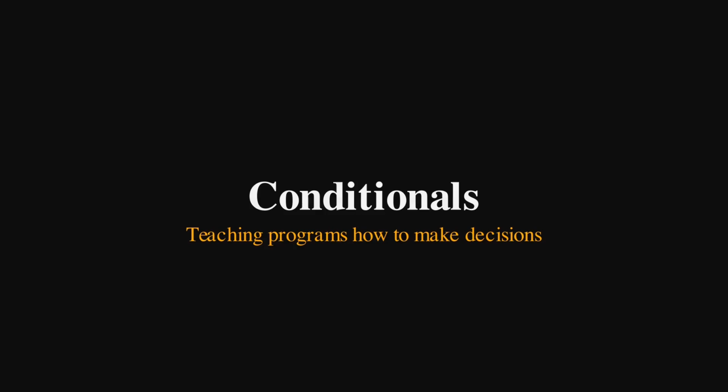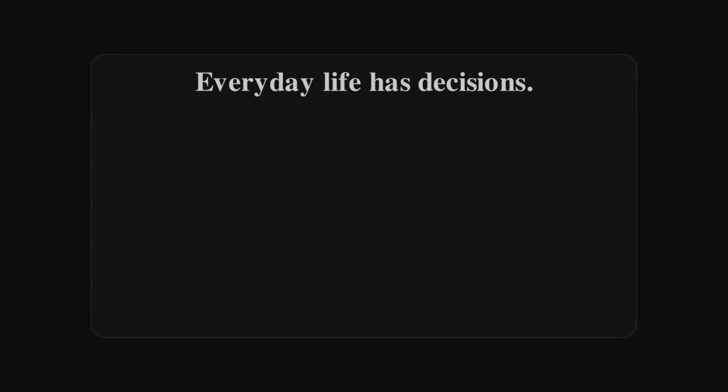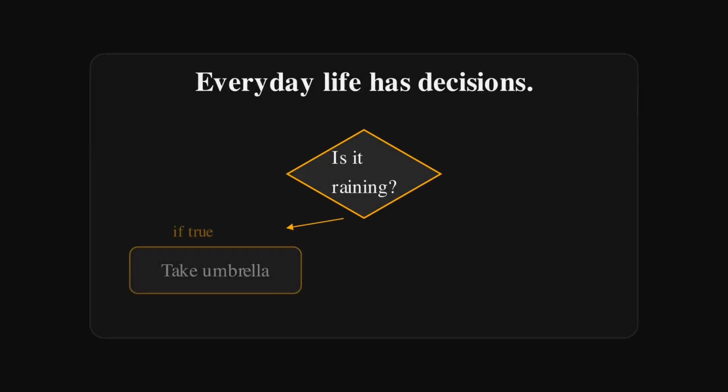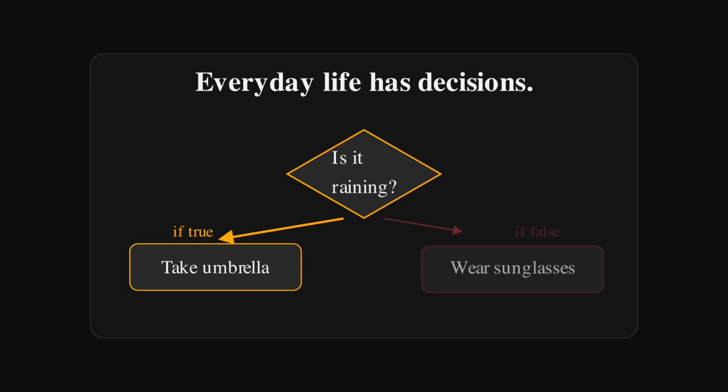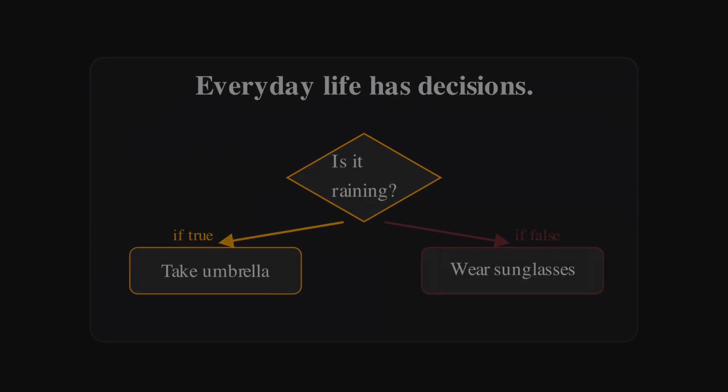In the last video, we learned about data types. Now we're going to teach the computer how to make decisions. This is where conditionals come in. We make decisions every day. If it is raining, we take an umbrella. If it is not raining, we might wear sunglasses instead. A conditional lets a program make this kind of choice.